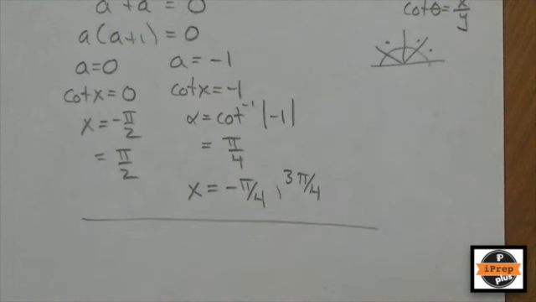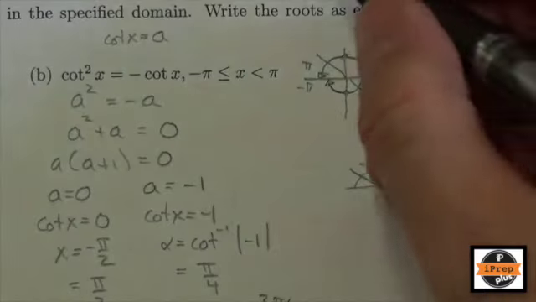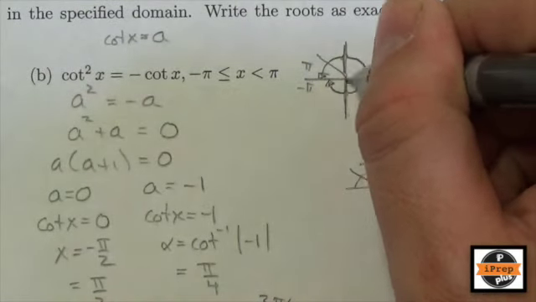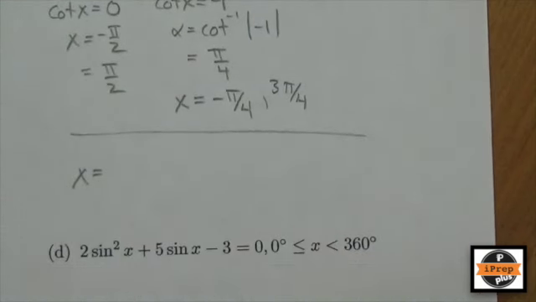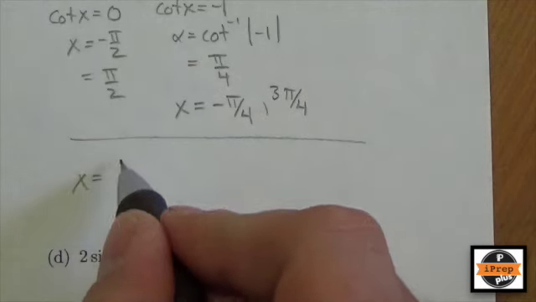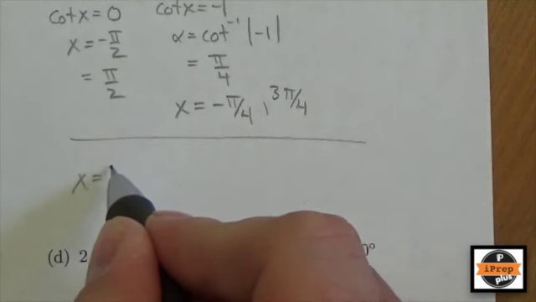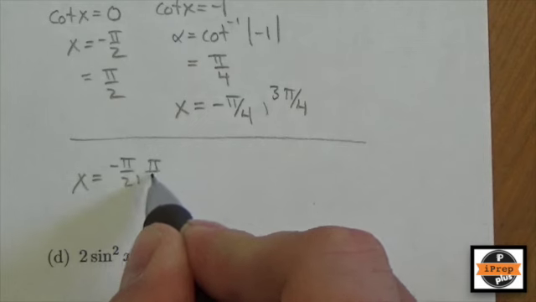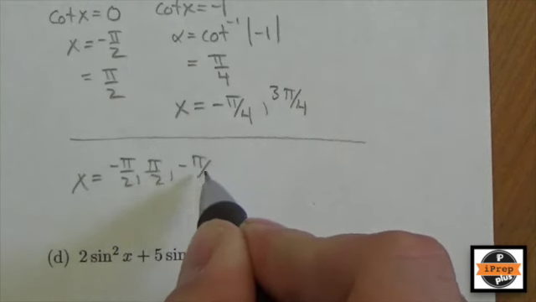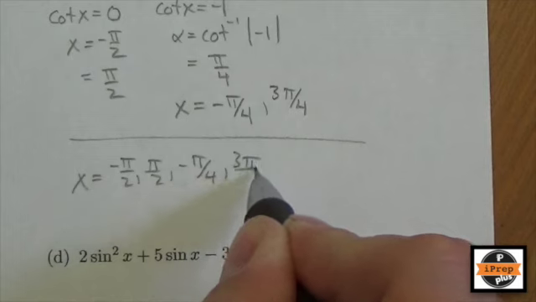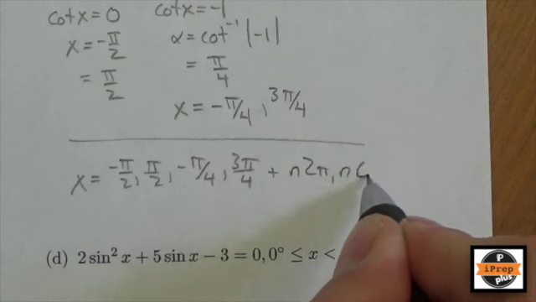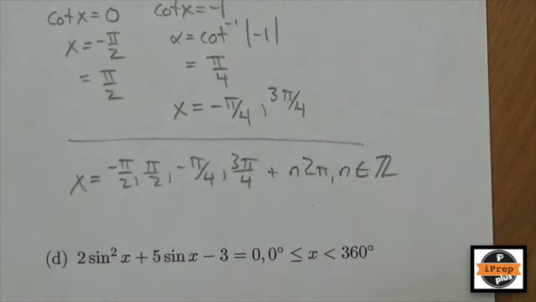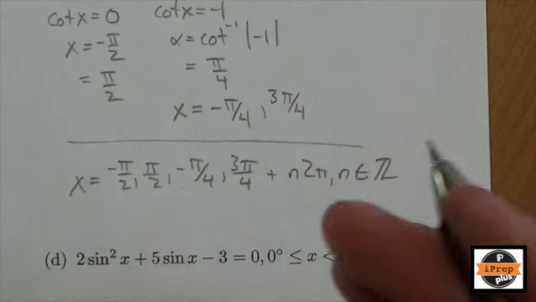Now we're going to talk about the general solution here. At this point here are my terminal arms. They're there and there. There are a couple of ways you can write this. Now I know some of you are going to be happiest just doing it like this. Let's list them off here. So you might go negative pi over 2, pi over 2, negative pi over 4, 3 pi over 4, all of these angles, and then we would add n times 2 pi where n is an element of the integers. Okay, and that's fine. That does the job here.